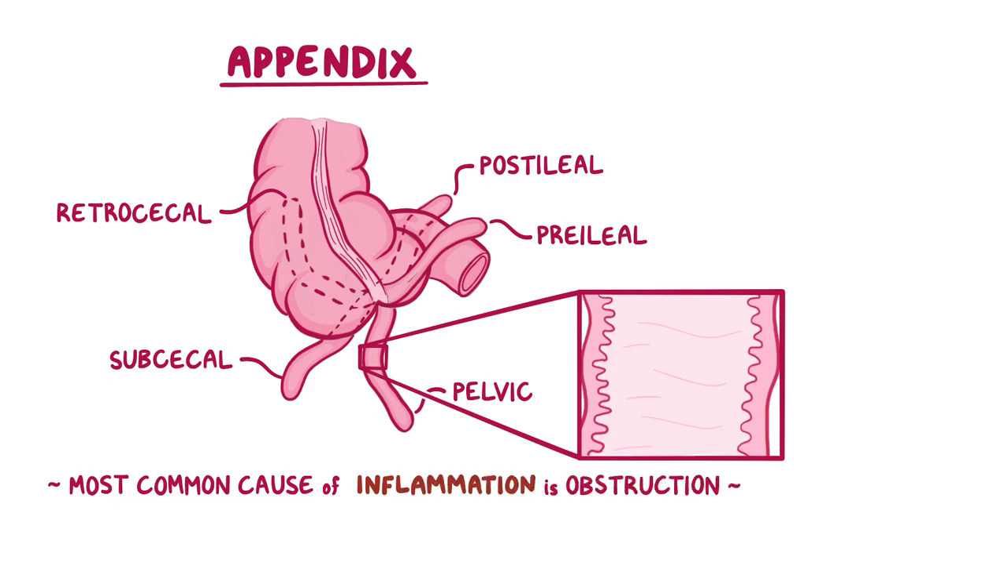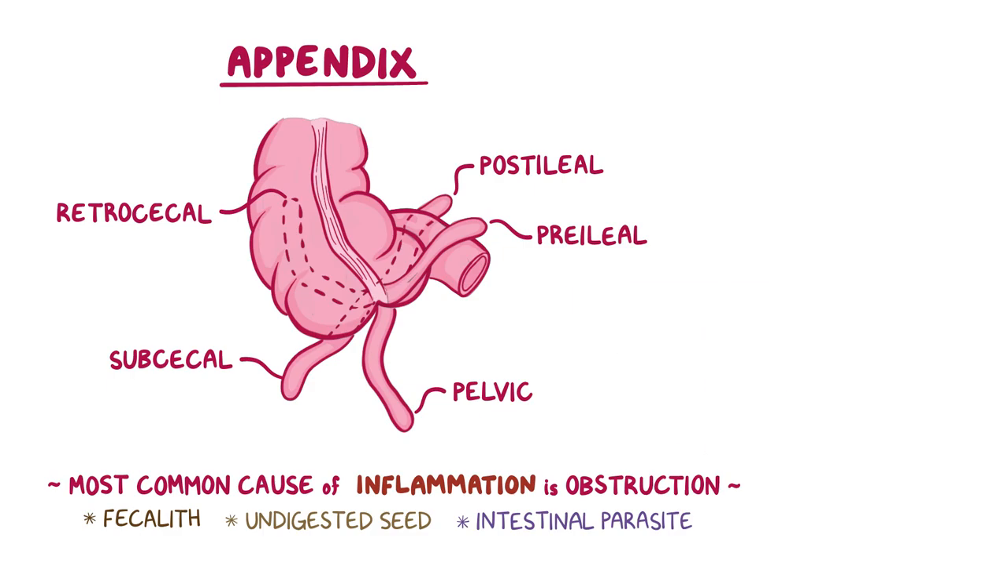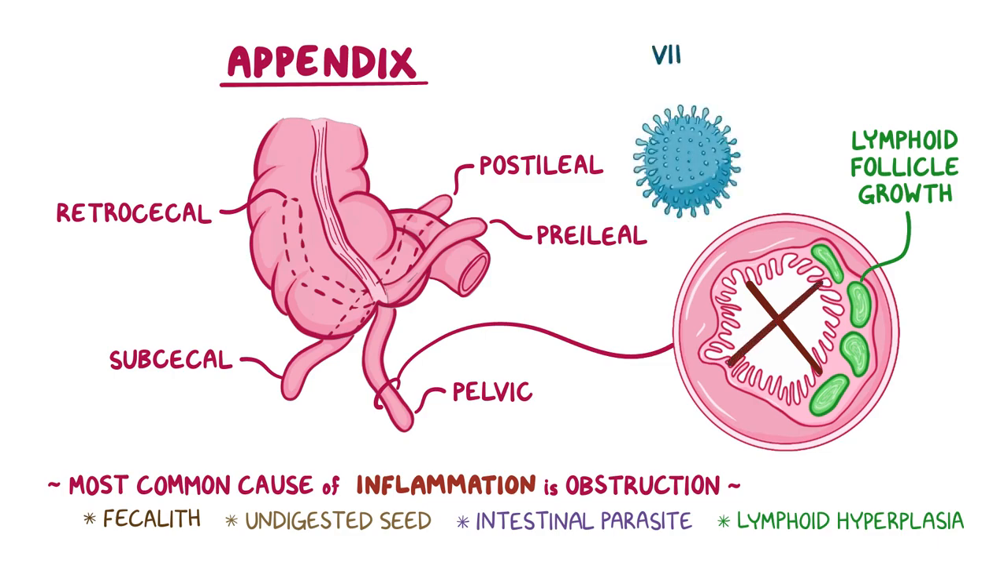that tube. That something could be a fecalith, which is a hardened lump of fecal matter, an undigested seed, or even intestinal parasites like pinworms. Another cause of obstruction, especially in children and adolescents, is lymphoid follicle growth, also called lymphoid hyperplasia. Lymphoid follicles in the appendix grow in size during adolescence, and they can sometimes obstruct the tube. Exposure to viral infections like adenovirus and measles can also cause these follicles to grow as well.